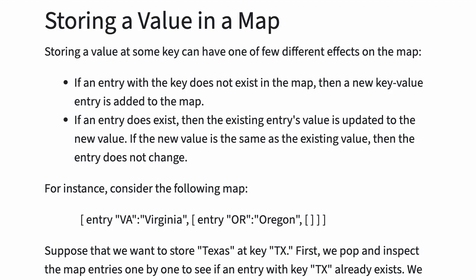For instance, consider the map VA Virginia and OR Oregon. Suppose that we want to store Texas at key TX. First, we pop and inspect the map entries one by one to see if an entry with key TX already exists. We push the inspected entries to the processed map.